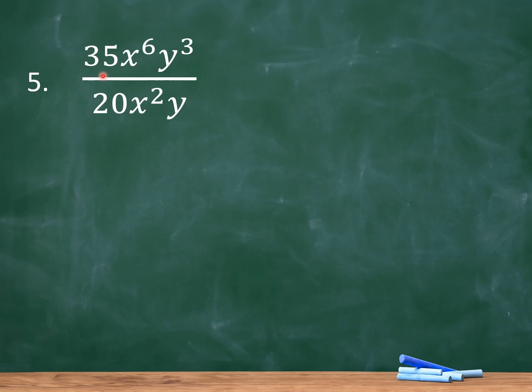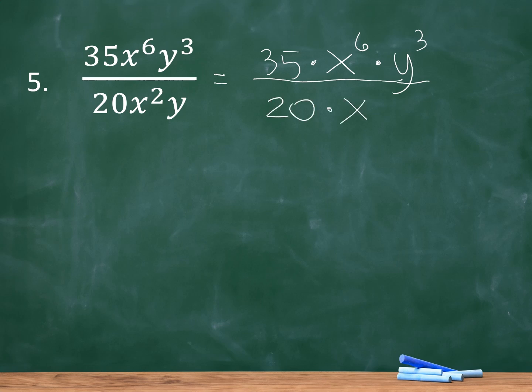Example number 5. 35x to the power of 6 y cubed is divided by 20 x squared y. So again, you can think of the numerator as 35 times x to the power of 6 times y cubed, and then you can think of the denominator as 20 times x squared times y. So let's deal first with the numerical coefficients.